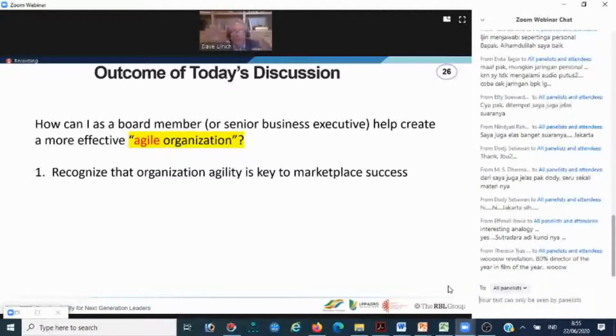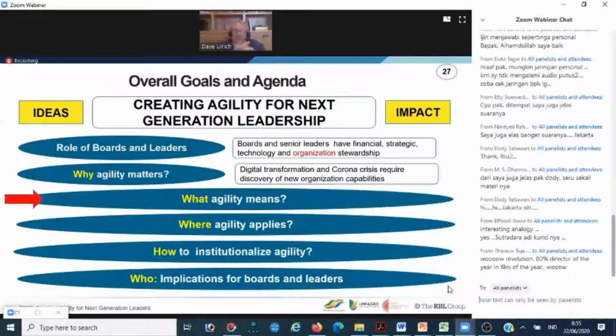How can I, as a board or senior business executive, help my company create a more agile organization? Number one, recognize that organizational agility is the key to market success. If I don't manage my organization and move quickly, I will not succeed. That's it. That's the first premise. And the test of my commitment and recognition: am I, as a board member, a business leader or an HR leader, spending time on agility?